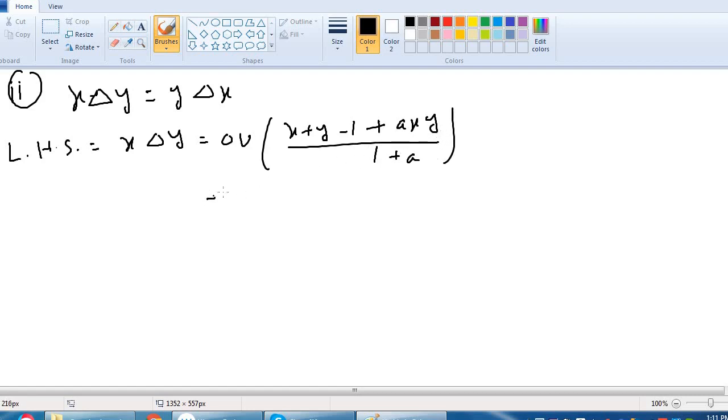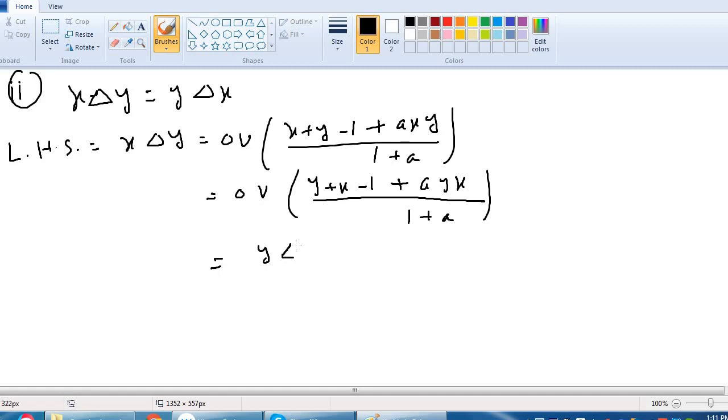and this is again equal to 0 union, we can write it in this way, y plus x minus 1 plus a into y dot x whole divided by 1 plus a. We just change the value, we write y in first place and x in second place, and we exchange here x into y can be written as y into x. So we see that it is equal to y delta x. So our condition 2 is satisfied. This implies x delta y is equal to y delta x.